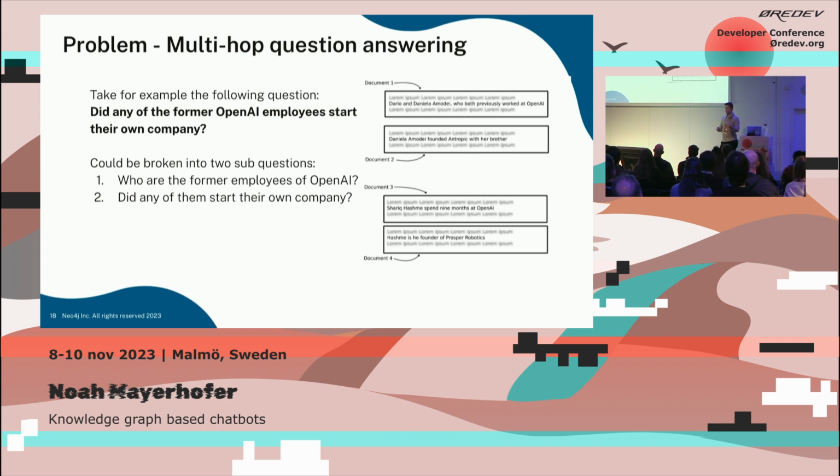We could split it down into two questions using an LLM and then do a vector similarity search twice, but that's kind of a hassle and takes a long time because LLMs are very slow.